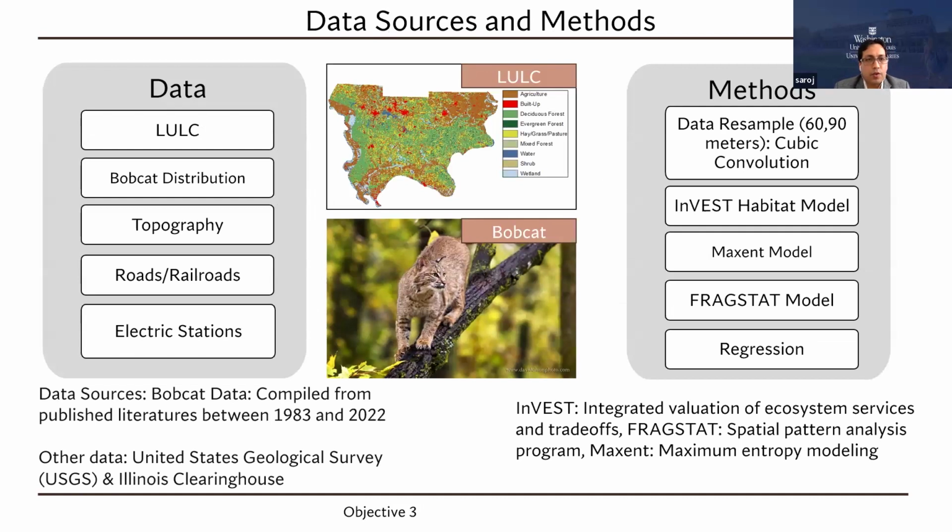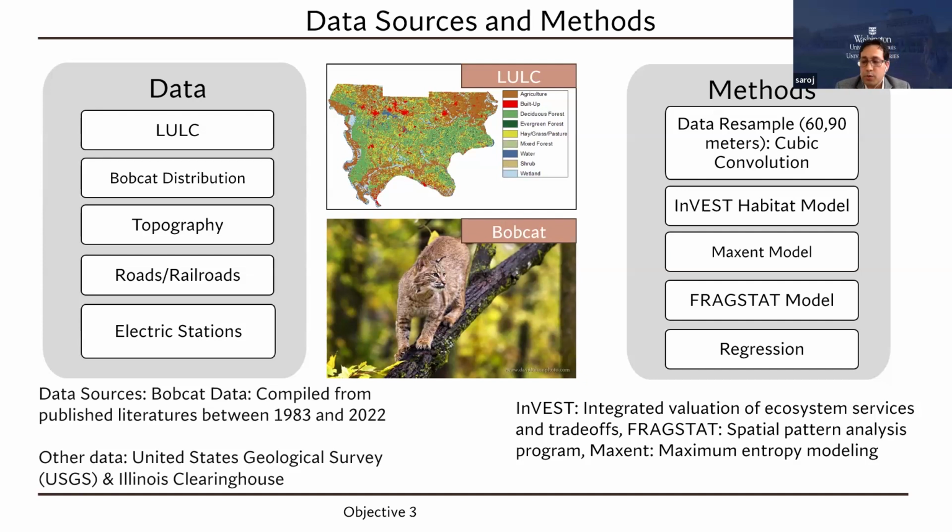The data I use for this objective are land use land cover, bobcat distribution, topography, which is elevation, aspects and exposure, roads, railroads, electric stations, even the electric line cuts in the forest. Those kinds of data were also used in this. The bobcat data was compiled from published literature between 1983 and 2022.